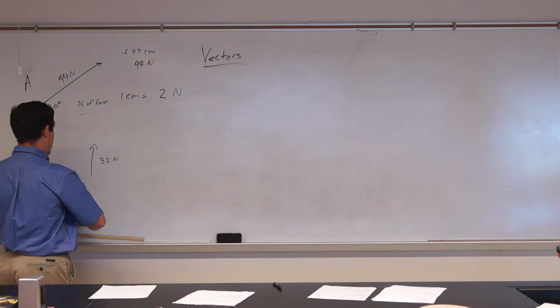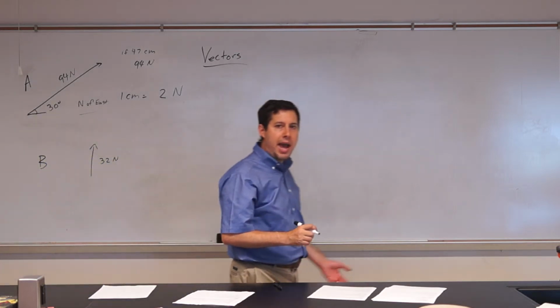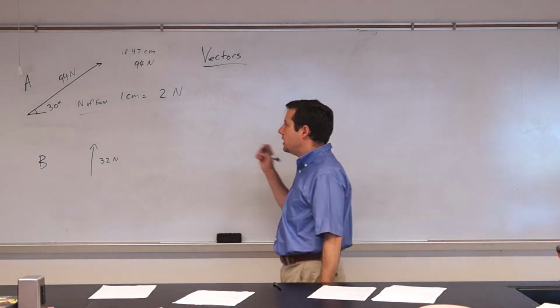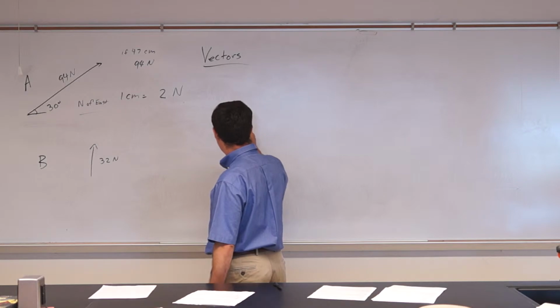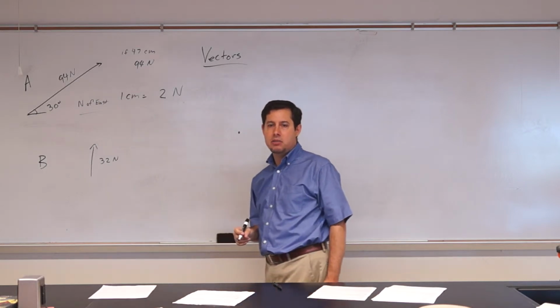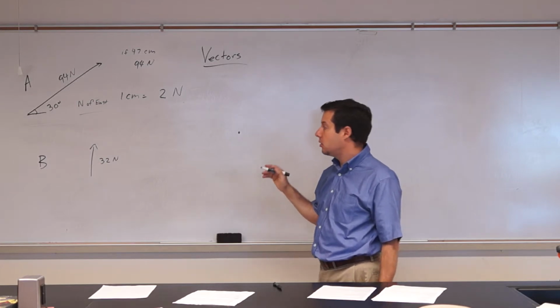32 newtons. So it'd be like having 2 forces acting on a single object. You want to add those 2 forces together, you need to add vectors A and B. And how do you do it? Well, let's pick a starting point. What we find with vectors is it doesn't matter where you start, because you can move a vector.